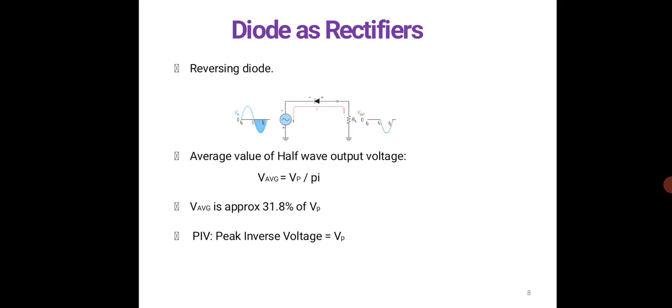For the diode as rectifier, the average value of the half wave output voltage, as you can see in the slide, is given by Vp by Pi. V average is approximately 31.8% of Vp, the peak voltage. The peak inverse voltage is equal to the peak voltage Vp.